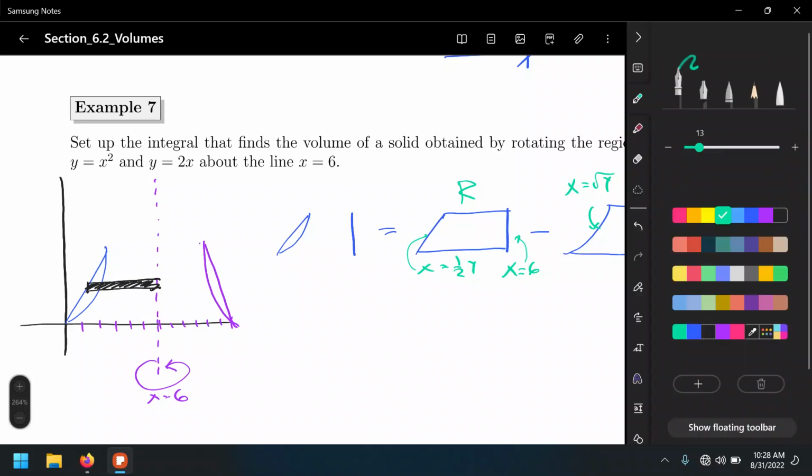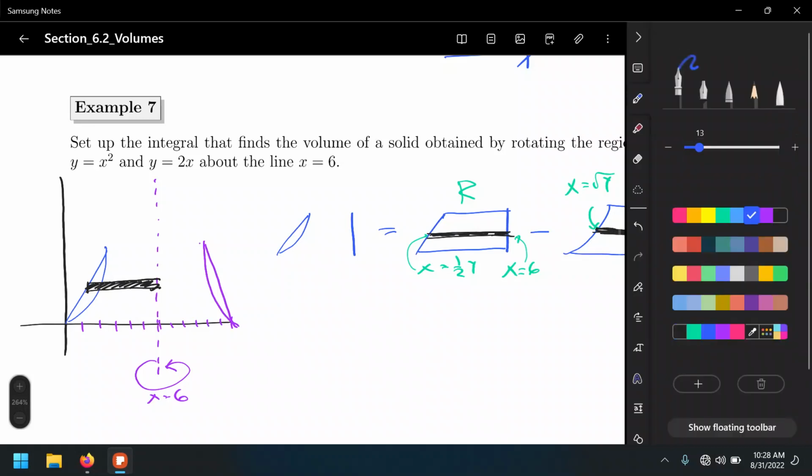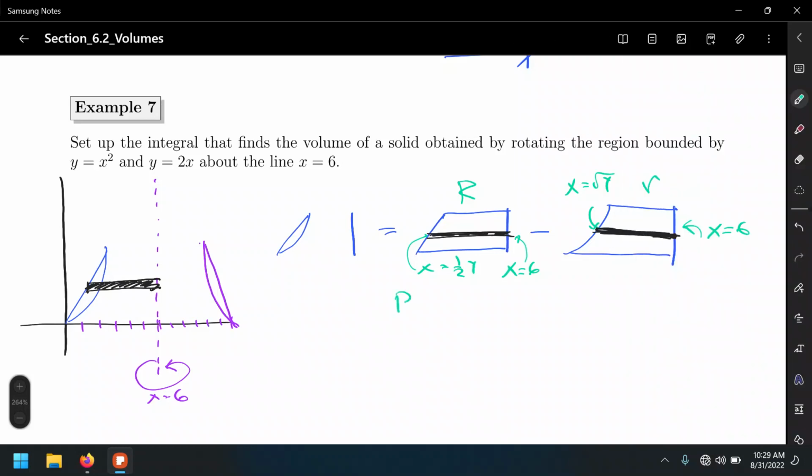And individually again, we will do rightmost minus leftmost. So big R will be rightmost, which is 6 this time, minus 1/2 y, and little r, which is 6 minus the square root of y. And we have all the information that we need to set up the integral.